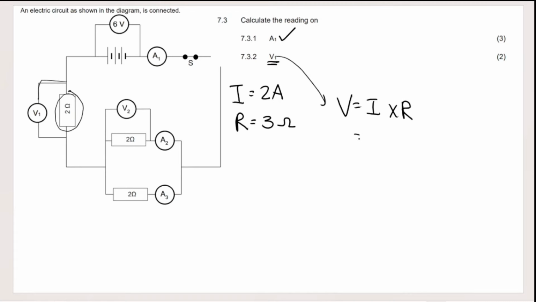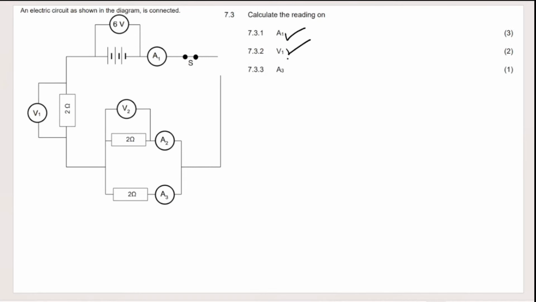So the current that I use, now you tell me, is it going to be total current that flows through here, or is it going to be a split current? Total current. Yes. So I is total current, and R, if I'm trying to find the reading on V1, V1 is connected across the 2 ohm resistor. So the R that I use is 2. So 2 times 2 is 4 volts.